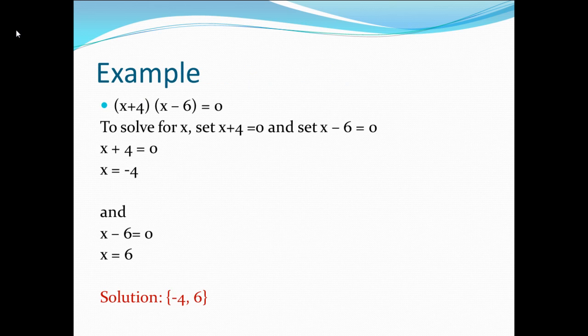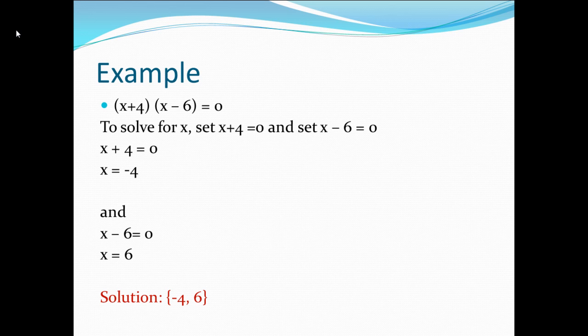Our first example is the product of x plus 4 times x minus 6. That product is equal to 0. Based on our zero factor property, we want to set each factor equal to 0. So our first factor, x plus 4, is set equal to 0. Then to solve for x, we subtract 4 from both sides, leaving us x is equal to negative 4.